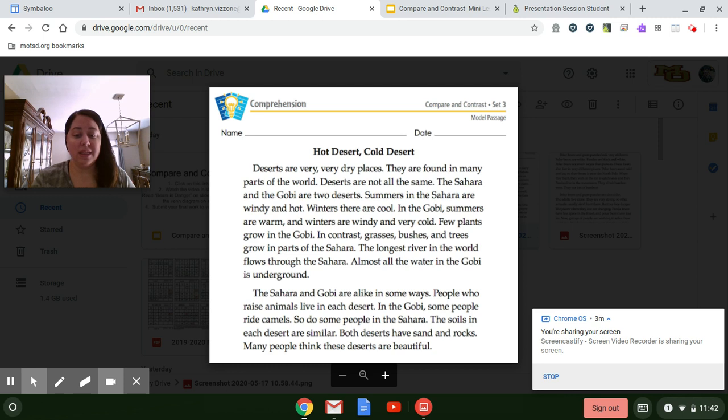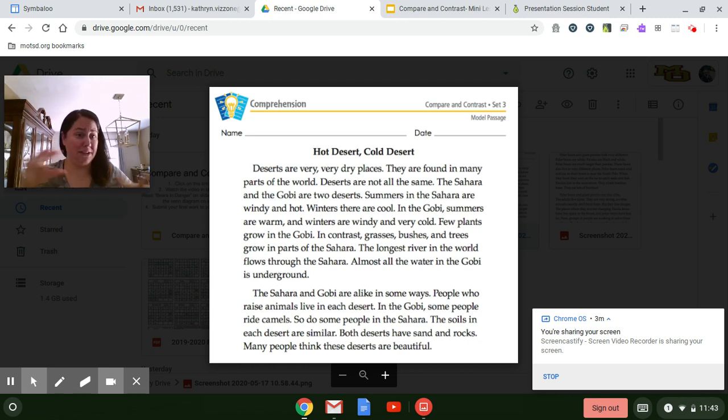The Sahara and the Gobi are alike in some ways. People who raise animals live in each desert. In the Gobi, some people ride camels. So do some people in the Sahara. The soils in each desert are similar. Both deserts have sand and rocks. Many people think deserts are beautiful.